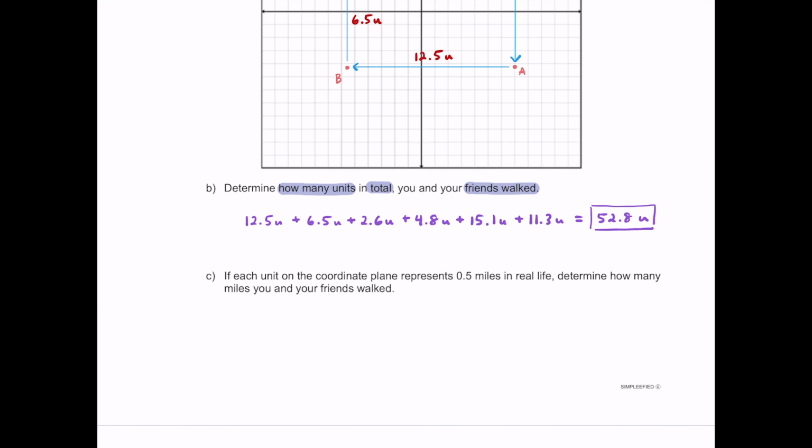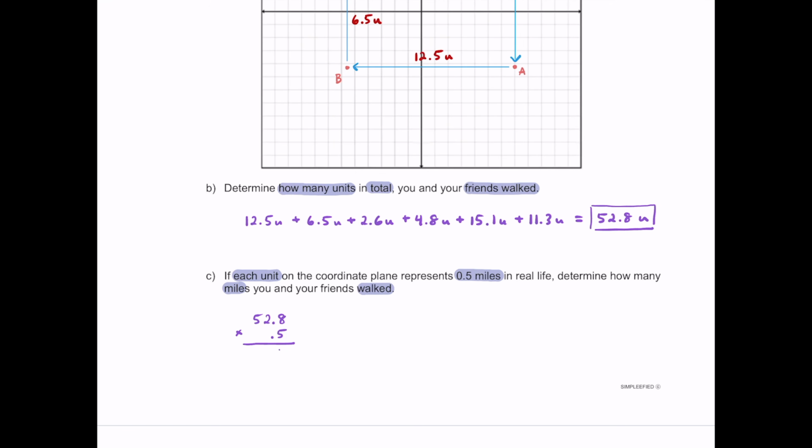Alrighty, one final question here. If each of these units on the coordinate plane actually represents half a mile in real life, determine how many miles you and your friends walked in total here. Okay, so what we do here is take this 52.8, that's how many units we walked on the coordinate plane, but we have to go ahead and multiply this by 0.5 because each of them is worth half of a real mile. Okay, so if we multiply what it's worth by how many there are, that'll get us the total amount in real life here.